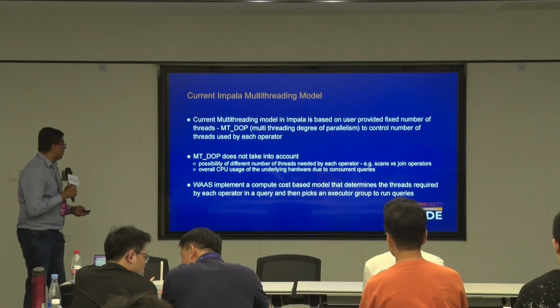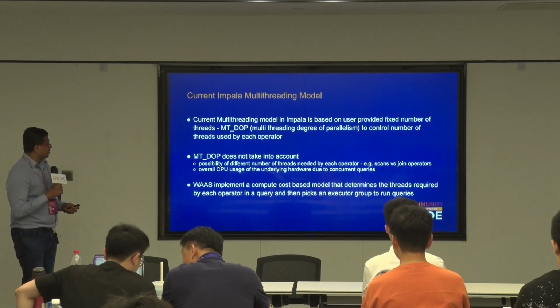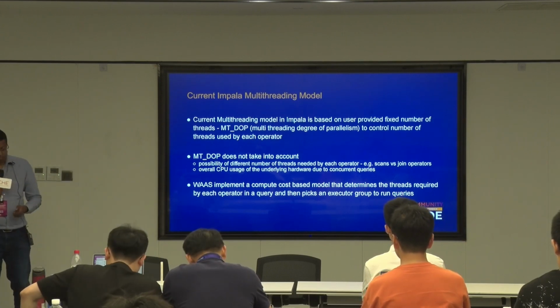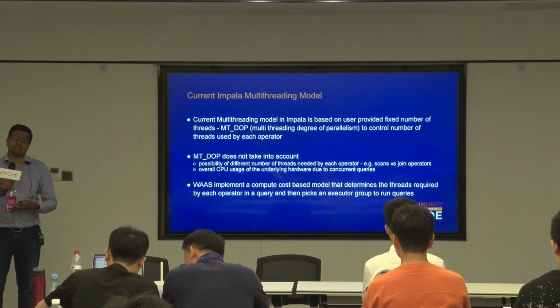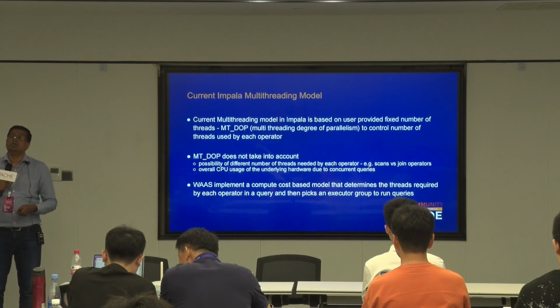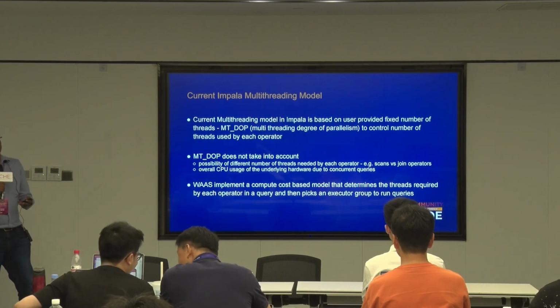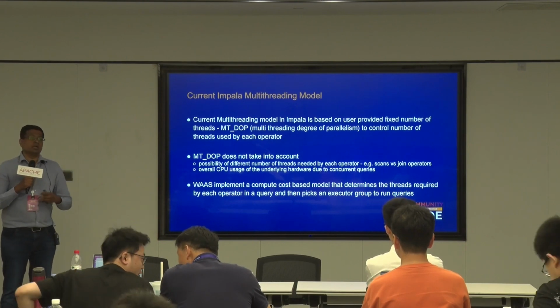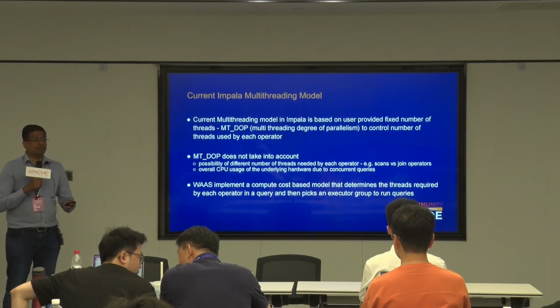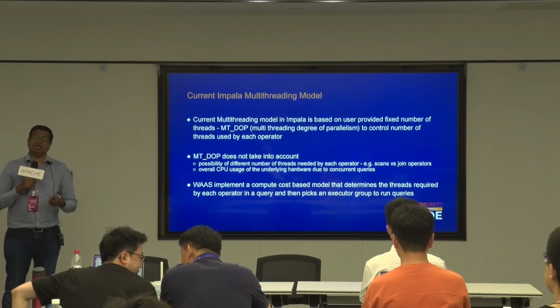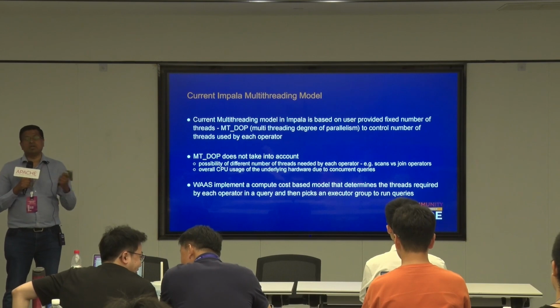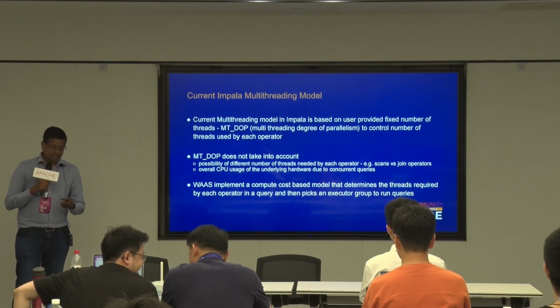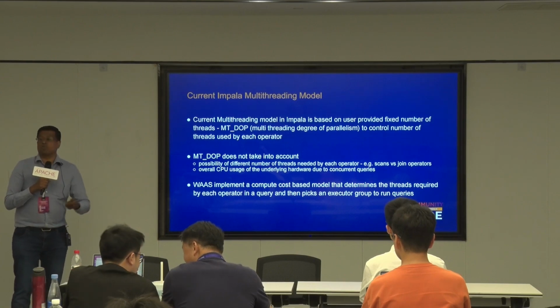What we have implemented is something called workload aware autoscaling. What workload aware autoscaling does is implement a cost-based model that determines, for every operator, the level of multi-threading required, and accordingly sets that multi-threading level for every operator, so that each operator can use a different number of threads and automatically improve query performance.